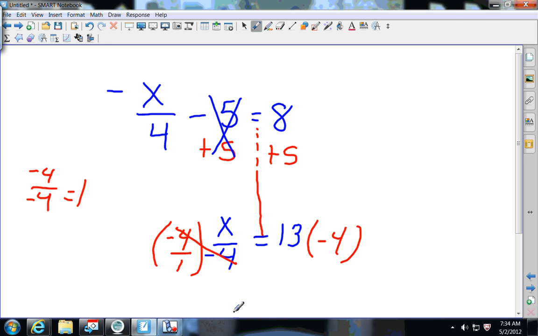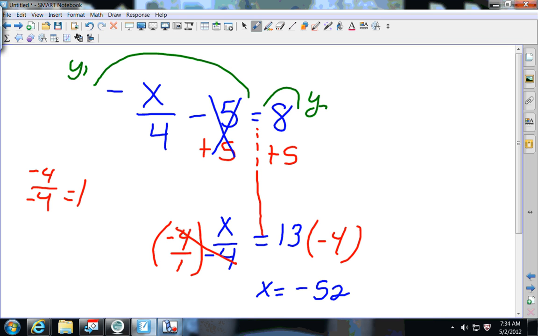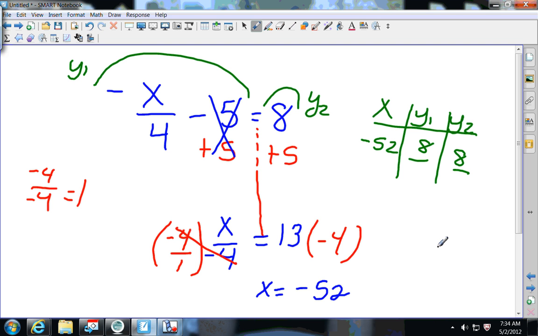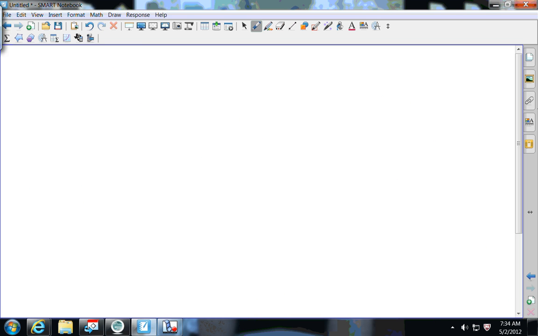So now for your answer, you get x equals negative 52. You would check the exact same way by putting the left-hand side into y1, right-hand side into y2. At this point, when you go into the table, you would go to negative 52, and you should see y1 and y2 are the same. They're both going to be 8. Moving along to some of the other ones.